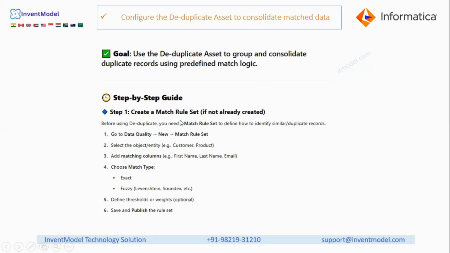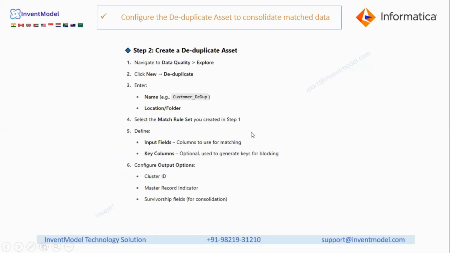So here we have a step-by-step process: how we can create the match rule set, how we can create this deduplicate asset, and how we can pass the input fields and key fields. In the output we will get the cluster ID, master record indicator, and survivor field. Once we visualize these with the data, it will be more clear.